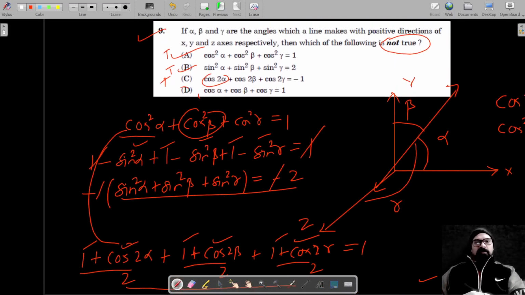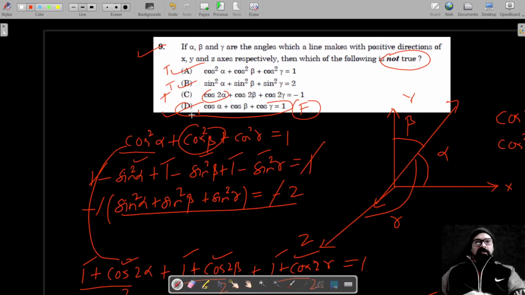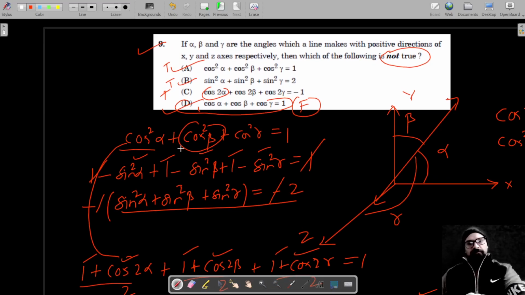Now the only option left is D, so that means obviously this is going to be false. So D is the correct option, which is not true.